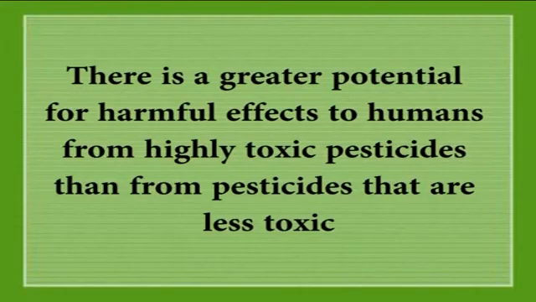There is a greater potential for harmful effects to humans from highly toxic pesticides than from pesticides that are less toxic. However, the concentration of the pesticide in a formulation, the length of human exposure to a pesticide, and the route of entry into the human body are equally important in the potential for poisoning. Although a pesticide applicator will have little control over the toxicity of a pesticide, he or she will have significant control over hazards associated with pesticide use.